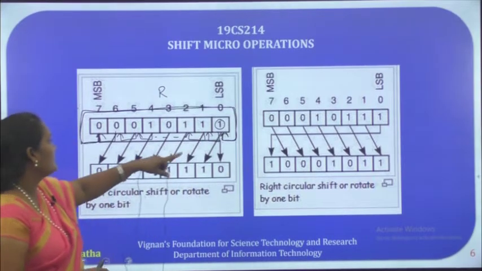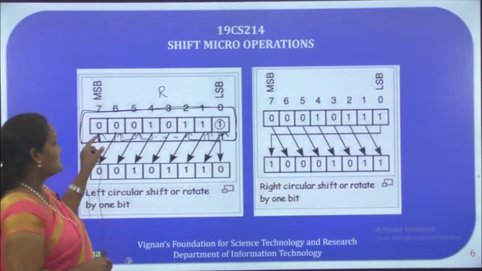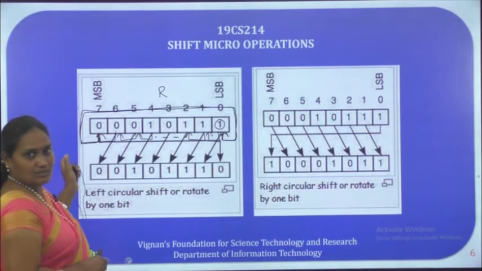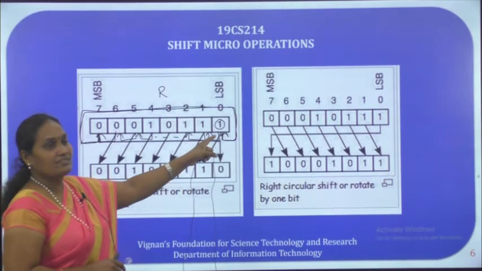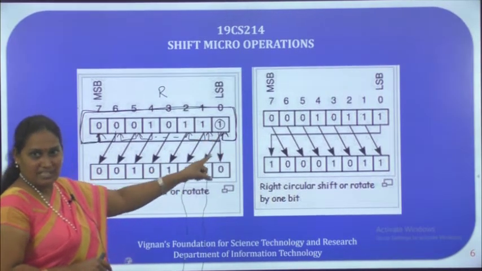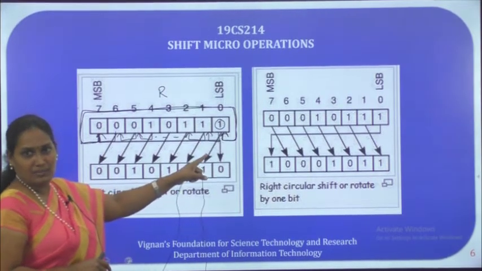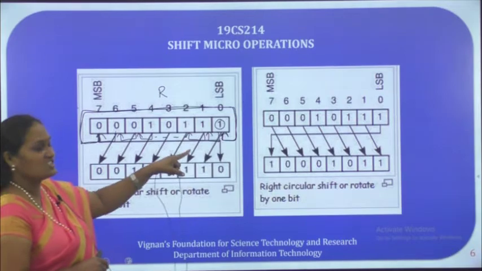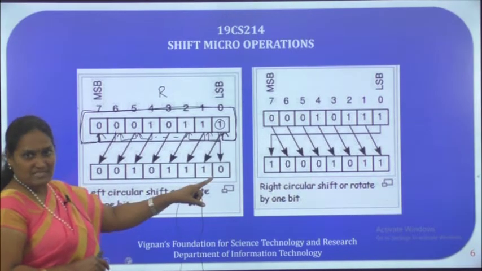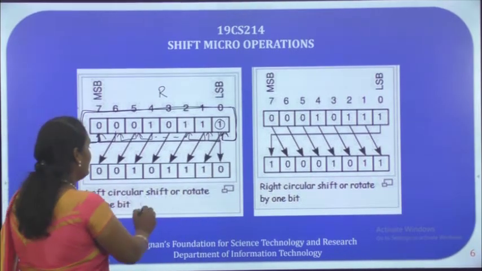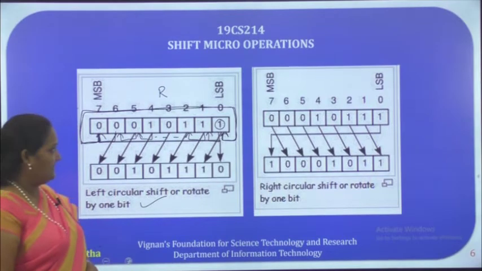So here, if you are moving towards left, the most significant bit comes out and the least significant position becomes vacant. To that vacant position, the bit which is present in the most significant position is occupied. So if it is having 0, it comes as 0. If it is having 1, it comes as 1. So this is the left shift, circular left shift.